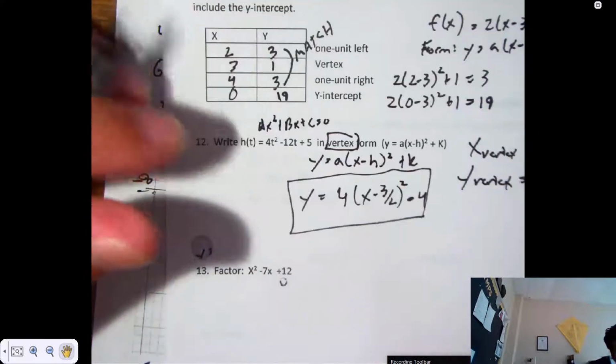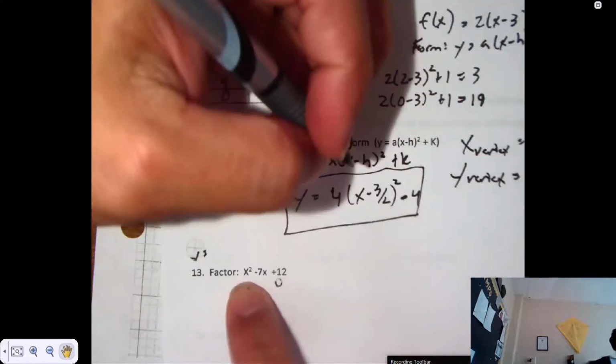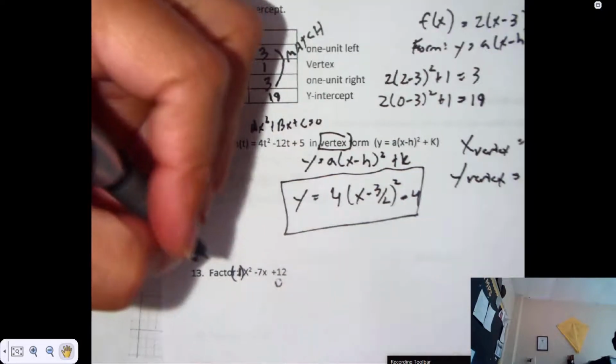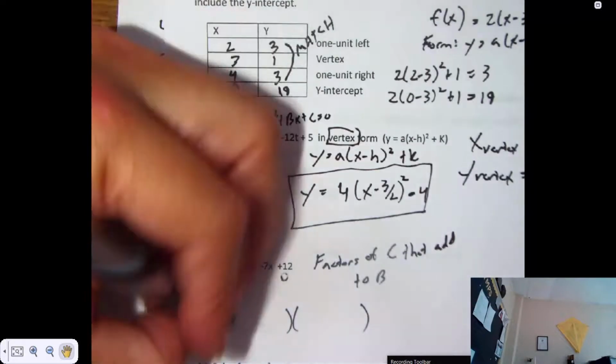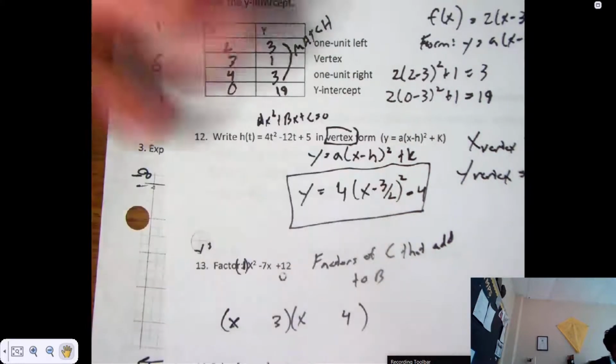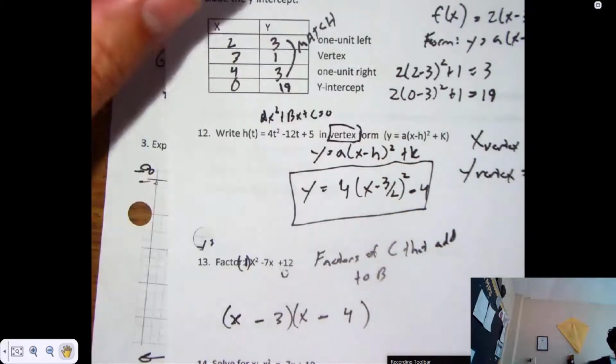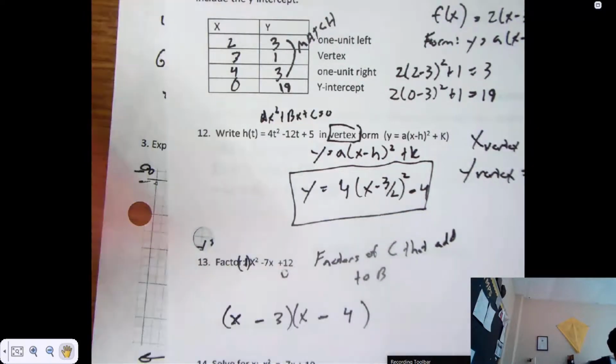Now it's time for some factoring. This is the easy factoring. There's a 1. It's understood. So we need factors of C that add to B. Well, it takes a 3 and a 4 to get to 12. Now, why did I pick 3 and 4? Because a 3 and a 4 through addition is 7. But if you subtract them both, you got your negative 7. And that just says factor. It's done.